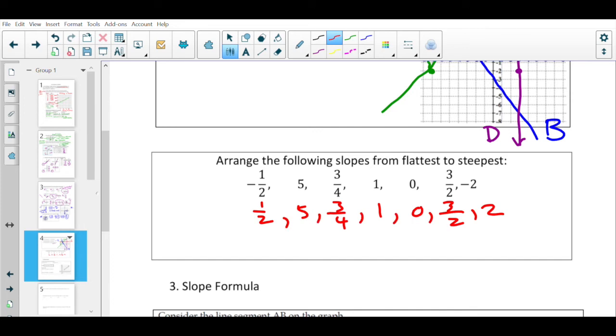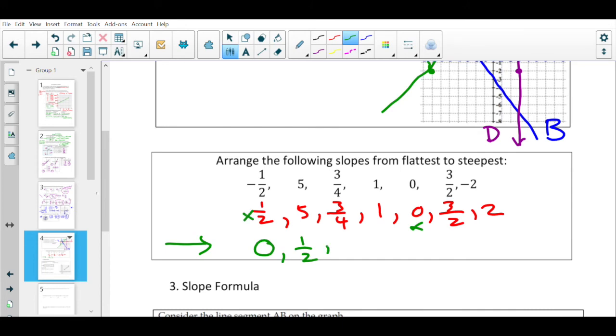So what's the flattest? 0 is definitely the flattest. That's a horizontal line. So 0. So that's done. What's the next smallest slope? So we're going from smallest to biggest slope. So what's the next smallest? That would be, let's look at the fractions. That looks like 1/2. So that's done.